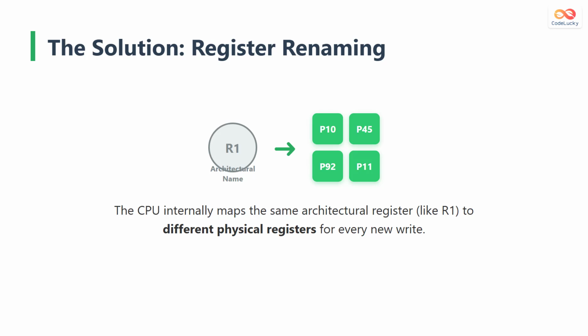This is where register renaming saves the day. The concept is simple but powerful. The CPU realizes that R1 is just a label used by the software. Internally, whenever an instruction writes to a register, the CPU dynamically assigns it a brand new physical location. It renames the architectural register to a unique physical register.